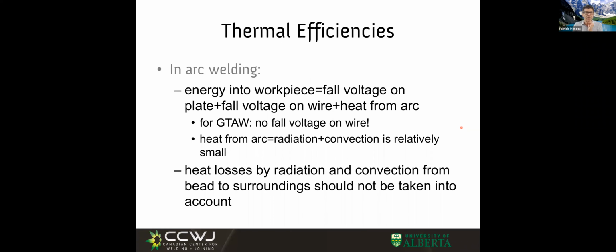So in arc welding, how can we approximate the thermal efficiency? Okay, so everything that went into the plate, for example, the fall voltage on the plate, let's imagine is MIG. If it is MIG, the plate typically is a cathode. So it'd be the cathode fall voltage times current, right? That goes in, thank you very much. The wire, we melt, tends to be an anode, so the anode fall voltage times current went into the anode.